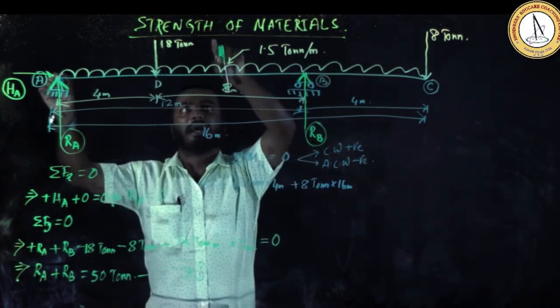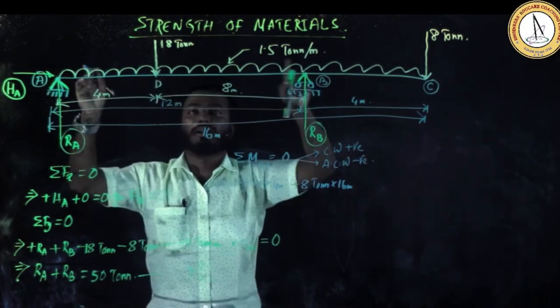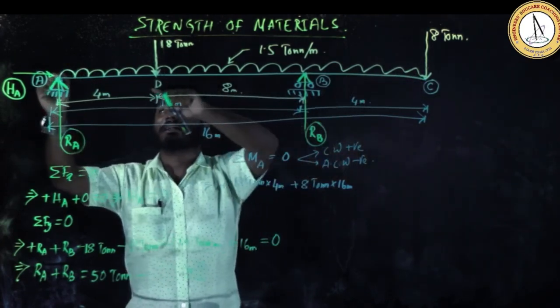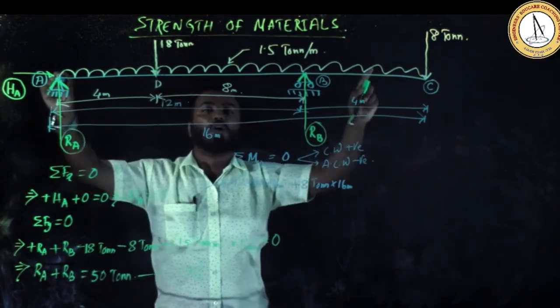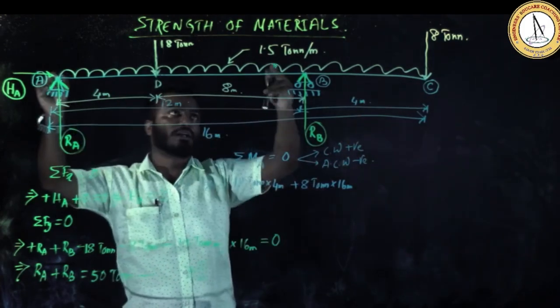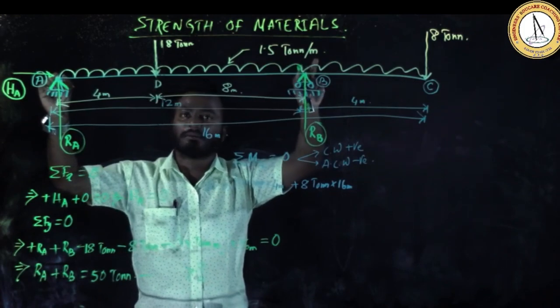That load will act at the half length of the total loaded area. It is not mandatory that it is acting at the center of the beam. No, it will act at the center of the loaded area. Say, what will be the total load then? 1.5 into 16 is my total load.